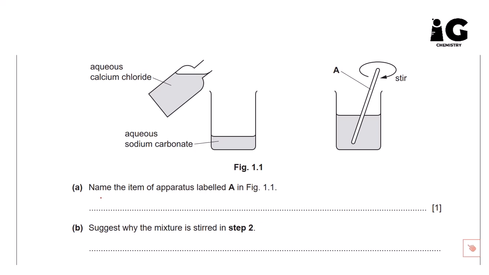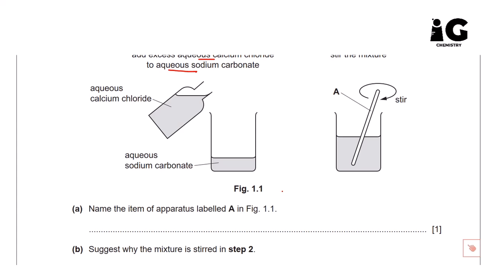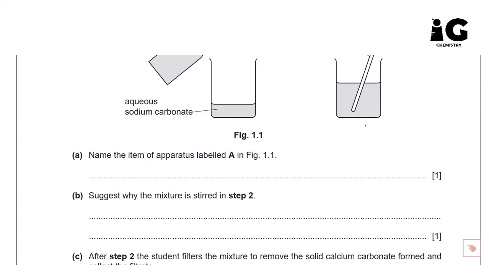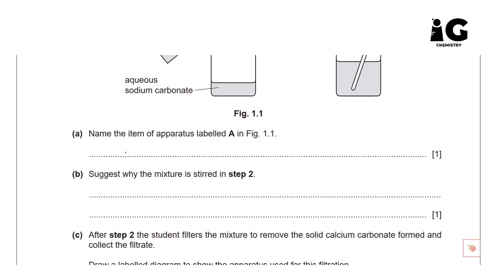So question A: name the item of apparatus labeled A in figure 1.1. Of course, I think everyone knows that in our chemical lab we use a glass rod. Usually we use a glass rod to stir. So the answer is a glass rod, to stir the solutions.